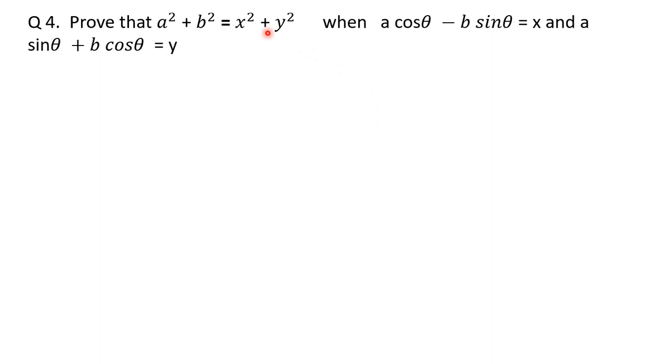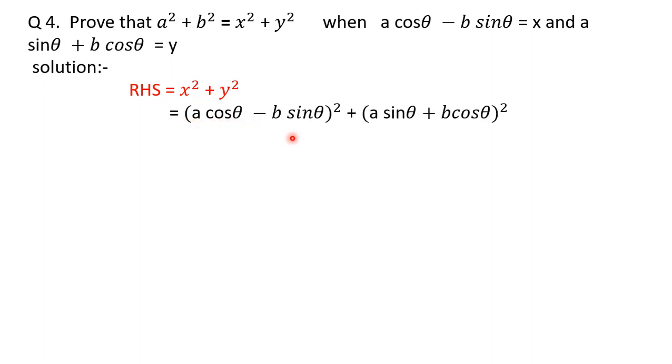prove that a square plus b square is equal to x square plus y square, when a cos theta minus b sin theta is x and a sin theta plus b cos theta is equal to y. Now we have x square plus y square, we are taking the right hand side of the problem. Now as the value of x is given as a cos theta minus b sin theta, we can put the value of x as a cos theta minus b sin theta whole square.